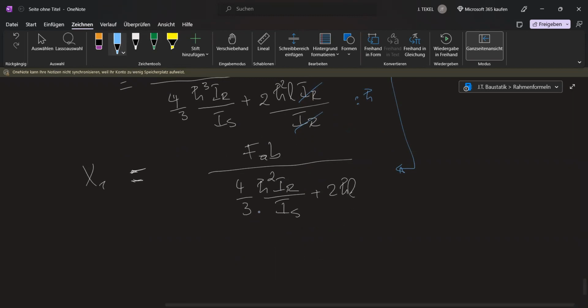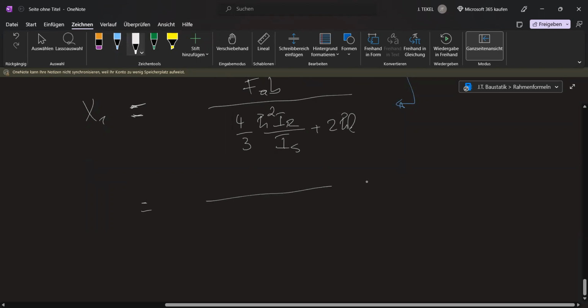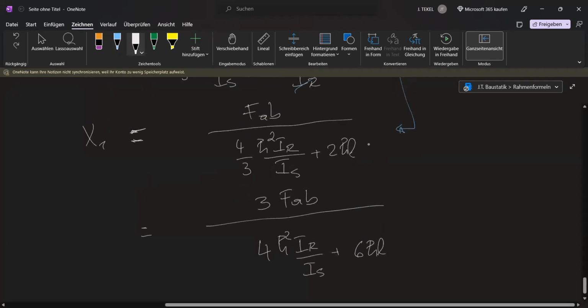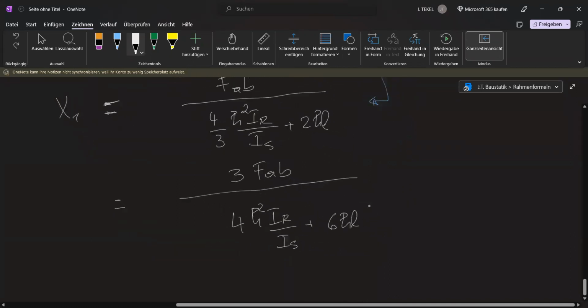So now to have 3 on top, what am I going to do? I'm going to multiply the denominator and the numerator times 3. If I multiply the numerator times 3, then we get FAB. If I multiply the denominator times 3, then we get 4h squared IL over IS plus 2, times 3, right? Plus 6HL. So I don't need a bracket. So that's what we get after we multiply bottom and top times 3.